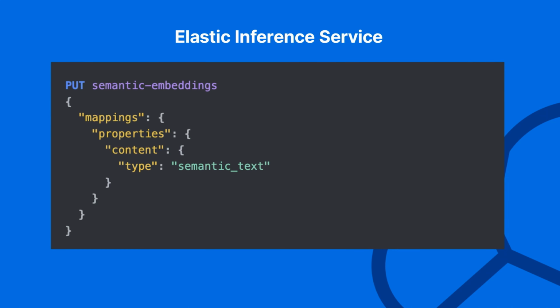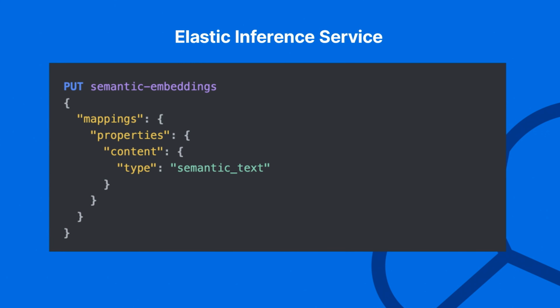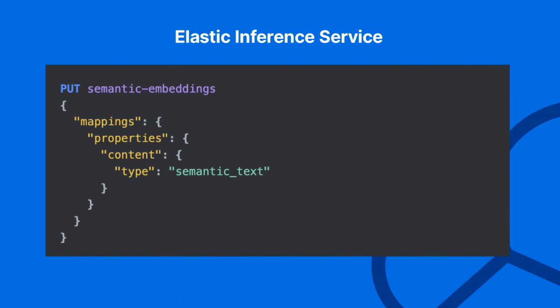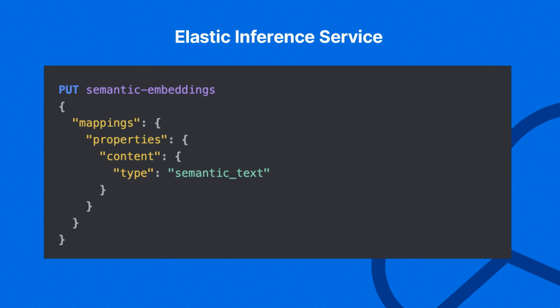Now for some background context, the Elastic Inference Service, or EIS, is a fully managed GPU-powered platform that makes it super easy to generate embeddings without having to patch together different models, pipelines, or infrastructure yourself. Semantic search with EIS starts with a simple mapping change. All you have to do is identify the field that you want to embed, set the field type to semantic text, and from there, EIS automatically handles chunking the content, generating those embeddings, and storing them for future retrieval.